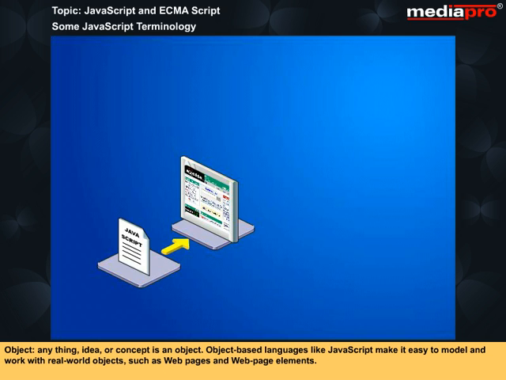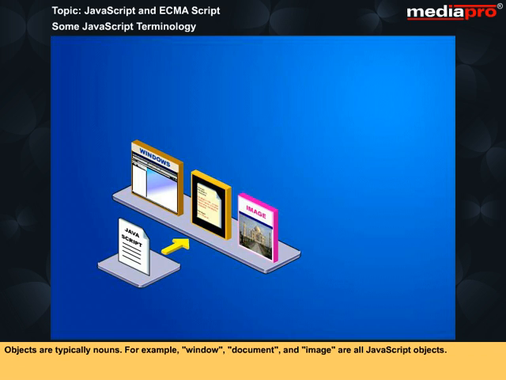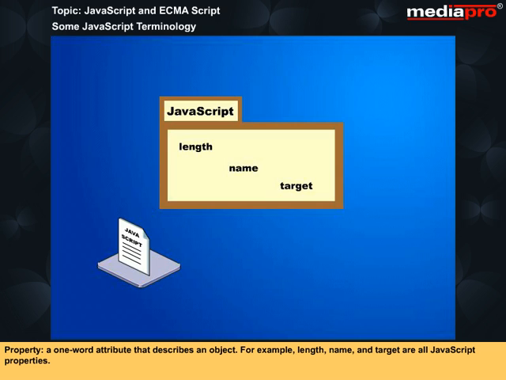Object. Anything, idea or concept is an object. Object-based languages like JavaScript make it easy to model and work with real-world objects such as web pages and web page elements. Objects are typically nouns. For example, window, document, and image are all JavaScript objects. Property. A one-word attribute that describes an object. For example, length, name, and target are all JavaScript properties.